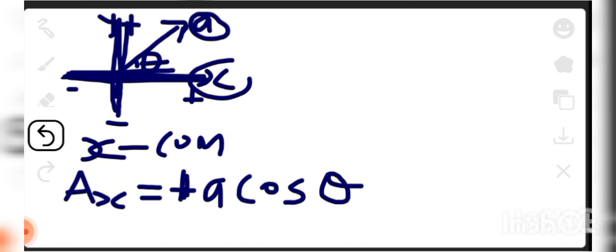Now, how do we get this cosine of this angle? You can get that from Pythagoras theorem. I don't want to be proving that now, although it's not hard.